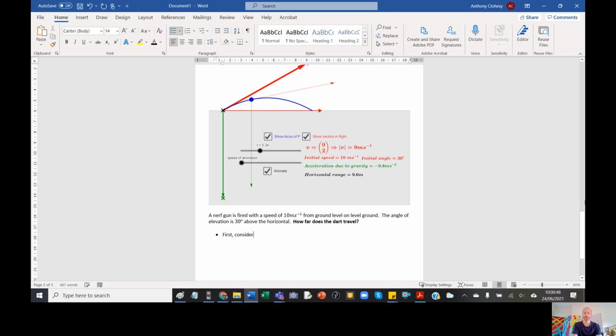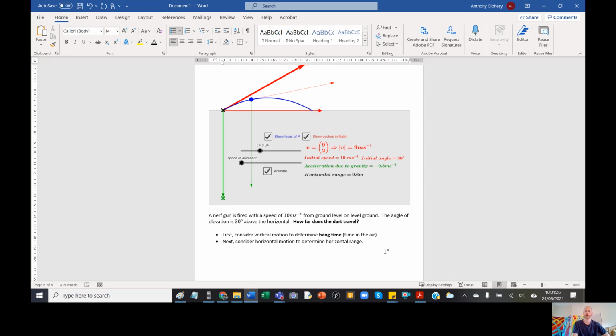First, consider vertical motion to determine hang time. That's how long it's in the air for. Next, consider horizontal motion to determine horizontal range. And that's it. So we need both aspects, vertical and horizontal, but you'll notice that the hang time is the fundamental thing, the conduit between the two. By working out how long it takes, we can figure out how far it goes.